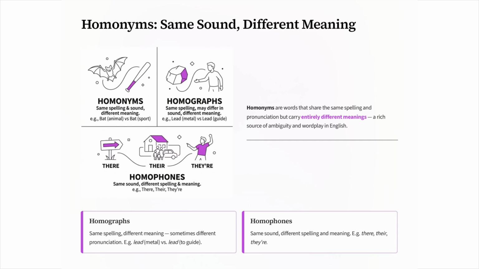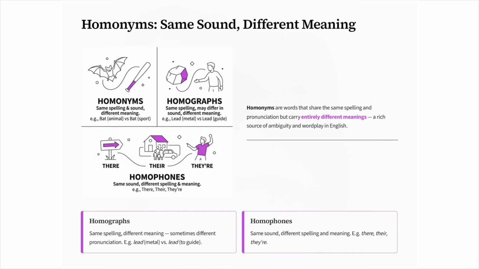Now let us move to homonyms. Homonyms are words that share the same spelling and pronunciation but have completely different meanings. They are an important source of ambiguity, humor, and wordplay in English. The presentation also mentions two related categories, homographs and homophones. Homographs are words with the same spelling but different meanings, and sometimes different pronunciation. The example given is lead, meaning the metal, and lead, meaning to guide.